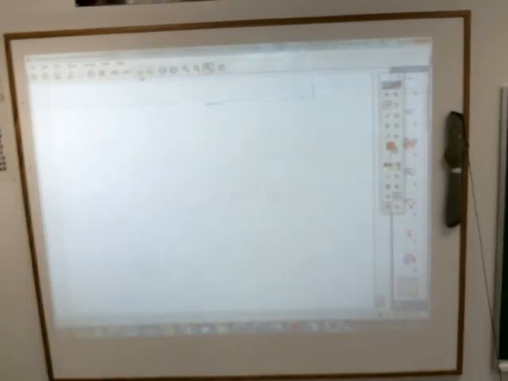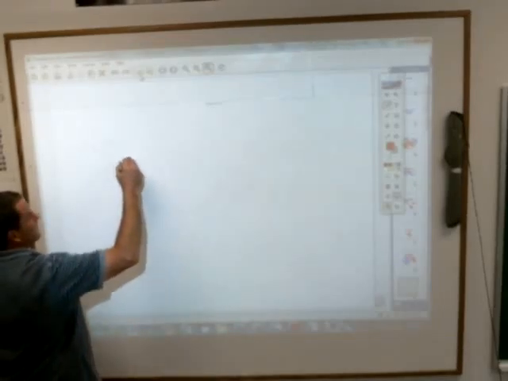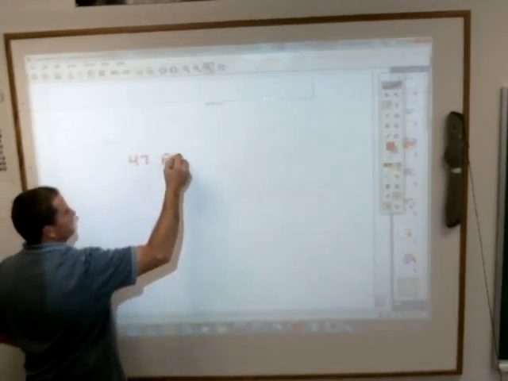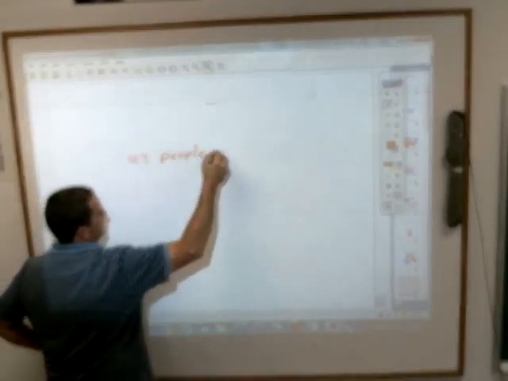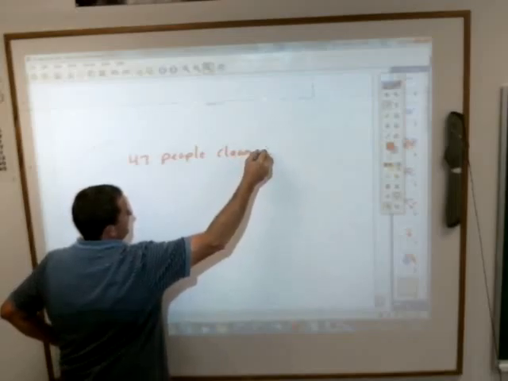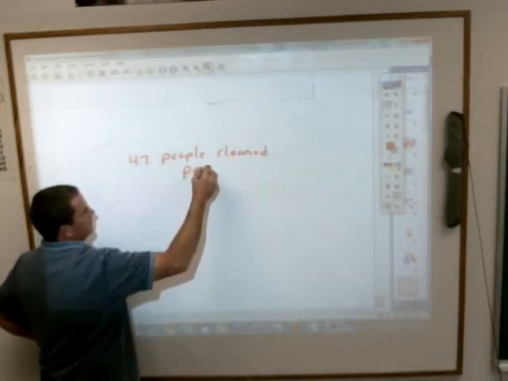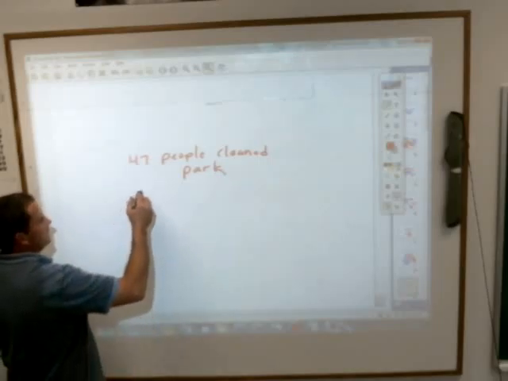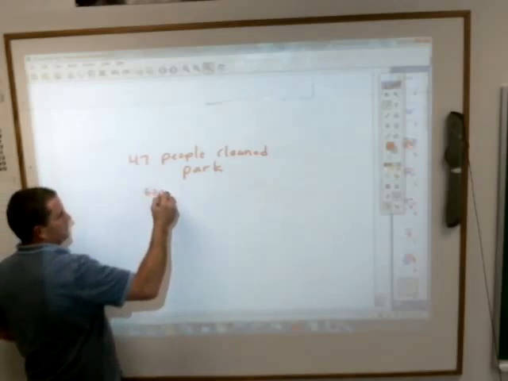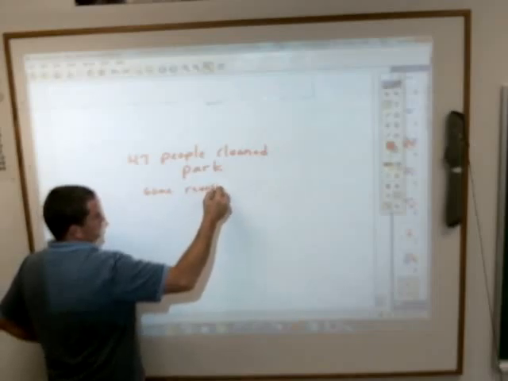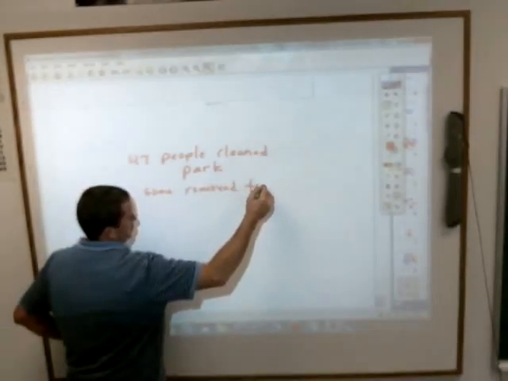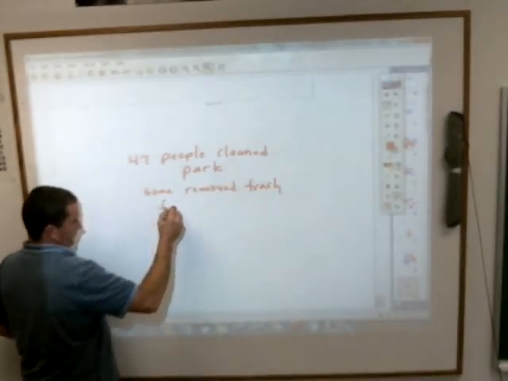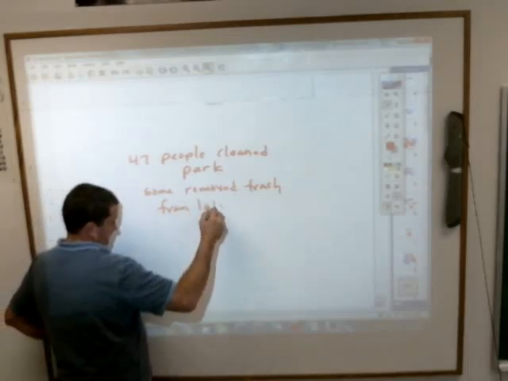47 people cleaned up the park. Try to not give you quite as many words there. 47 people cleaned the park. Some removed trash from the lake.